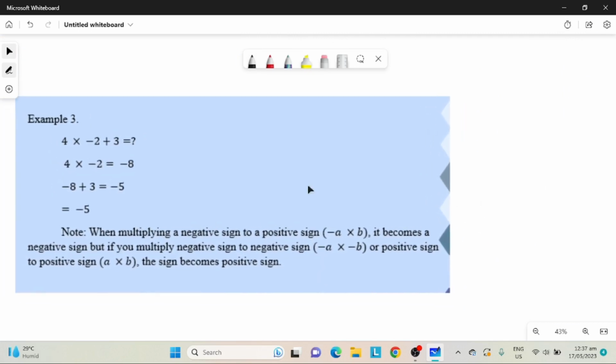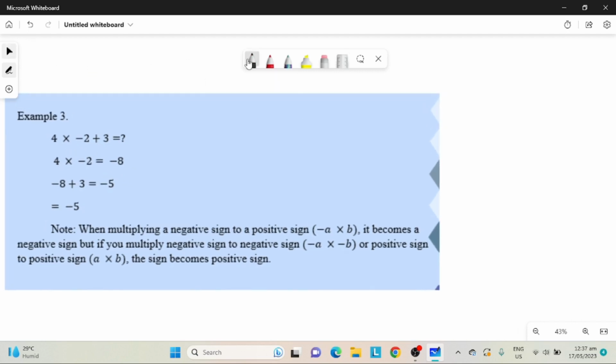Alright, example number 3, we have 4 times negative 2 plus 3. Earlier I said the negative sign in the multiplication, you need to have that. After that, we need to do the multiplication first. 4 times negative 2 is equal to negative 8. How? 4 times 2 is equal to 8, and multiplication, positive times negative, is equal to negative. So the sign will be negative. And then negative 8 plus, copy the given by the way, plus 3 is equal to negative 5. Then the answer is negative 5.